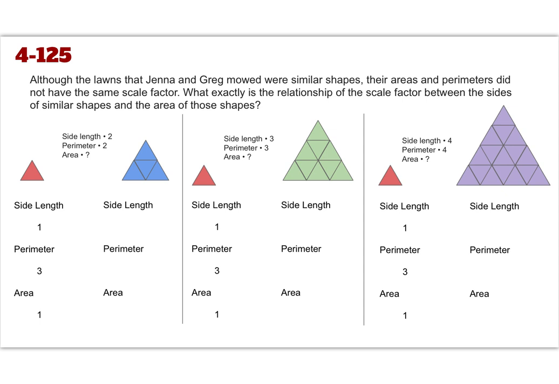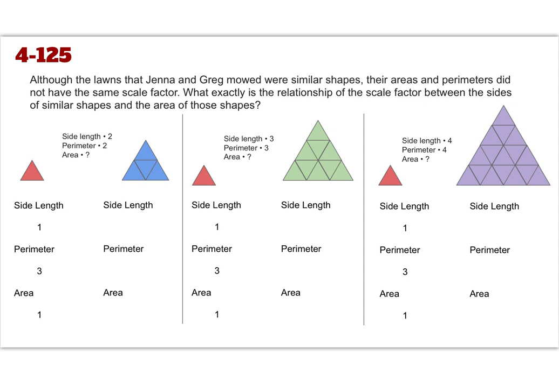Although the lawns that Greg and Jenna mowed were similar shapes, their areas and perimeter did not have the same scale factor. What actually is the relationship of the scale factor between the sides of similar shapes and the area of those shapes? Go ahead and take the time to fill out the table that you see. Push pause and come back when you're completed.